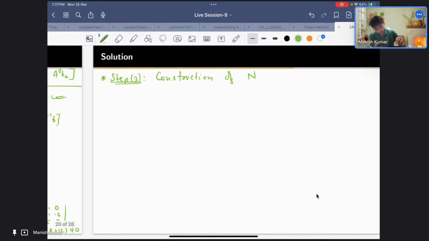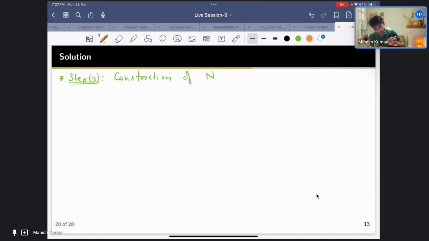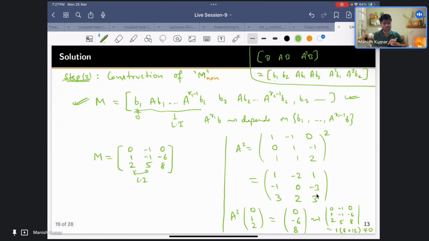Okay, and this M, you see this M is an N cross N matrix. Let me mention it here. This is N cross N, and over here this N would be M cross N. Okay, and how is it constructed? It is constructed based on how you are choosing this M.